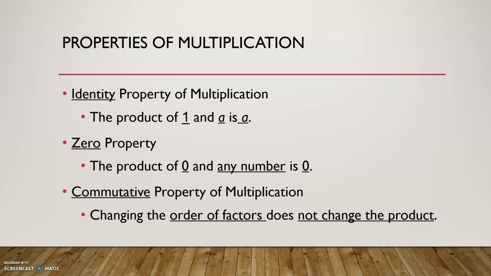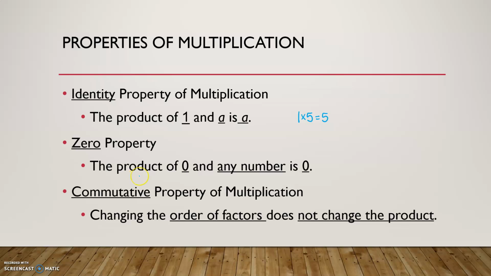So some properties of multiplication. Some of these are going to look pretty similar to the properties we looked at yesterday for addition. But we're going to say that the identity property for multiplication is that if we multiply 1 and a, really a could be any number, it's just going to give us a. So for example, if I do 1 times 5, I get 5. It doesn't matter what I'm multiplying 1 by, I'm going to get the original number.